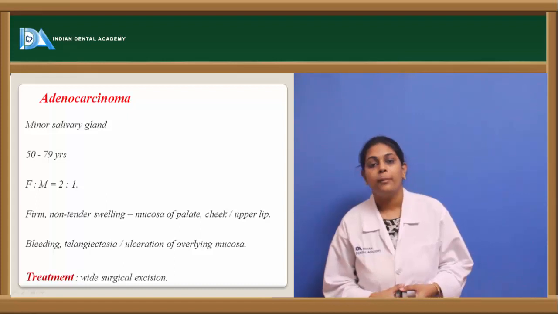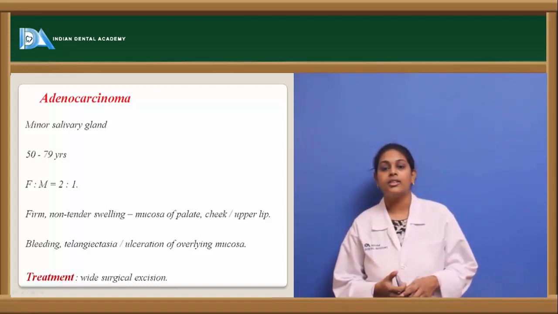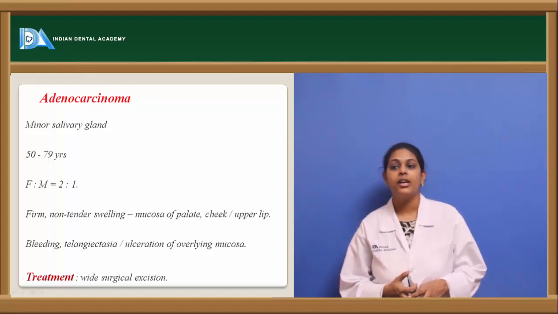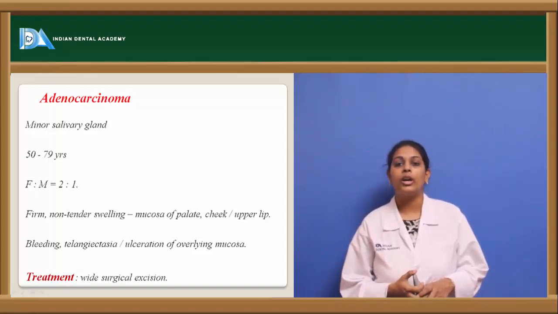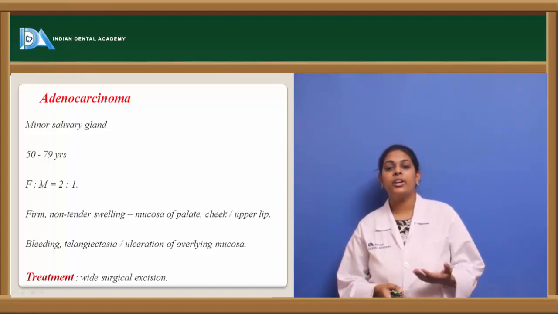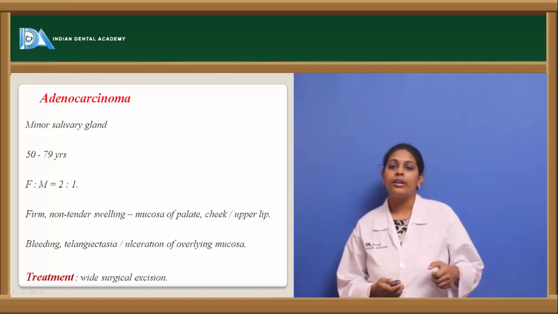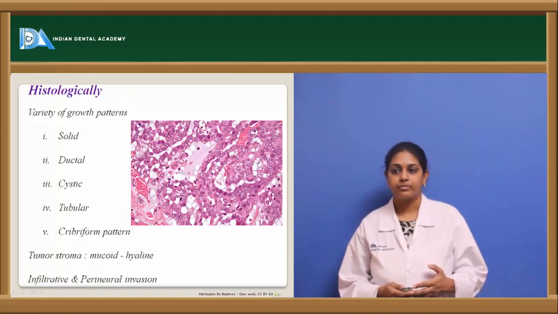Other than that, patient might also manifest with bleeding and telangiectasia, that is dilated vascular channels can be seen. Otherwise, there's ulceration of the overlying mucosa associated with adenocarcinoma can also be seen. Usually, a patient is advised for wide surgical excision, that is removal of the tumor intact can be suggested.